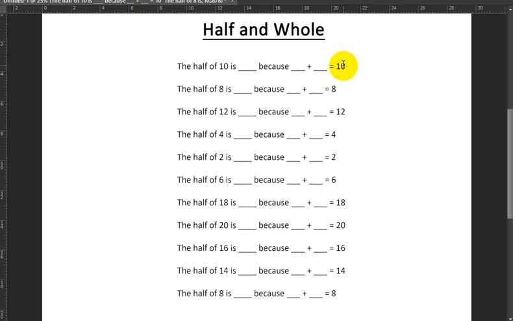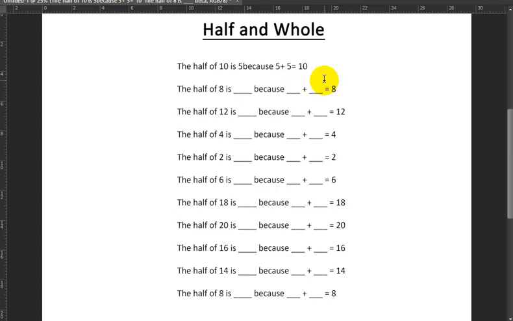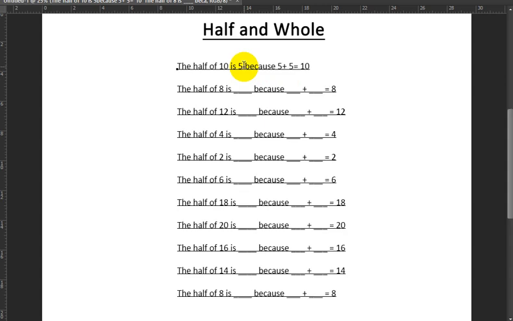Is it 1? 1 plus 1 would give me 2. Is it 2? No, because 2 plus 2 would give me 4. Is it 3? No, because 3 plus 3 would give me 6. Is it 4? No, because 4 plus 4 would give me 8. Is it 5? Yes, because 5 plus 5 would indeed give me 10. So 5 is the half of 10.